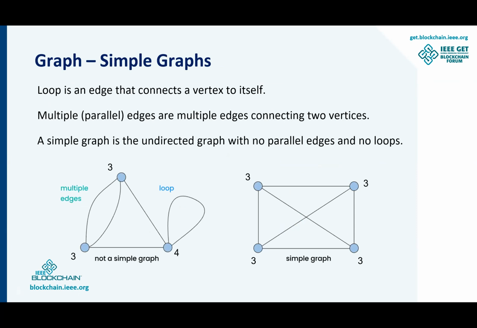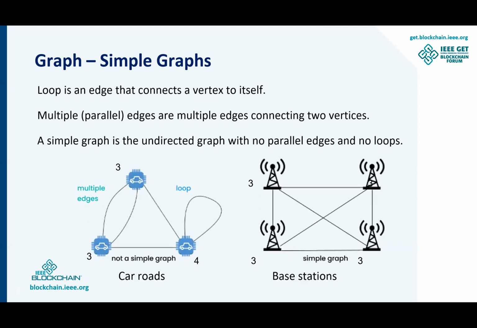If the edge connects a vertex to itself, it is called a loop. If there are multiple edges connecting two vertices, they are called parallel edges. When a graph doesn't have directed edges as well as parallel edges and doesn't have loops, this type of object may be called precisely an undirected simple graph. An example of loops and parallel edges could be car roads. Connected base stations could serve as an example of a simple graph.